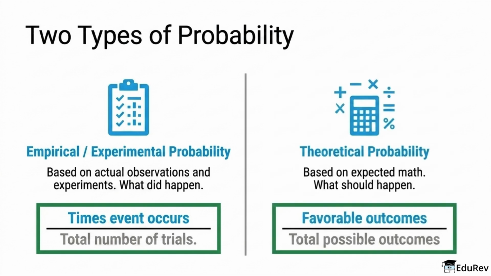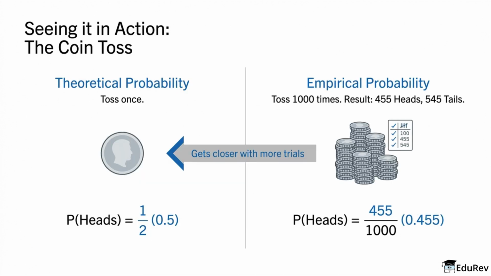This is based purely on expected math. It measures what should happen, calculated by taking the favorable outcomes and dividing by the total possible outcomes. Let's compare these two types side by side using a simple coin toss. Here is the coin toss in action. If we look at theoretical probability, tossing a coin once gives us a 1/2 or 0.5 chance of landing on heads. But let's look at empirical probability by actually tossing a coin 1000 times.